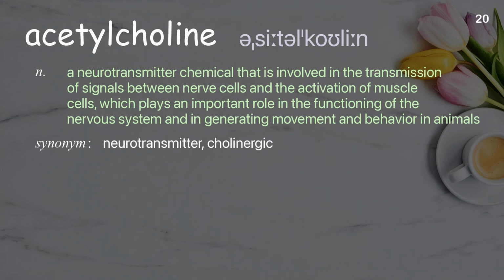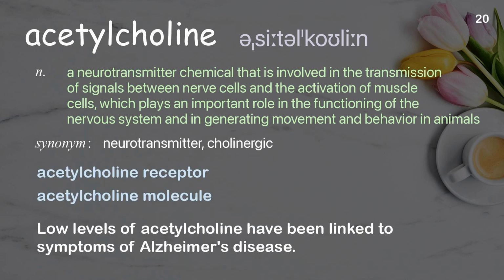Acetylcholine. A neurotransmitter chemical that is involved in the transmission of signals between nerve cells and the activation of muscle cells, which plays an important role in the functioning of the nervous system and in generating movement and behavior in animals. Examples: acetylcholine receptor, acetylcholine molecule. Low levels of acetylcholine have been linked to symptoms of Alzheimer's disease.